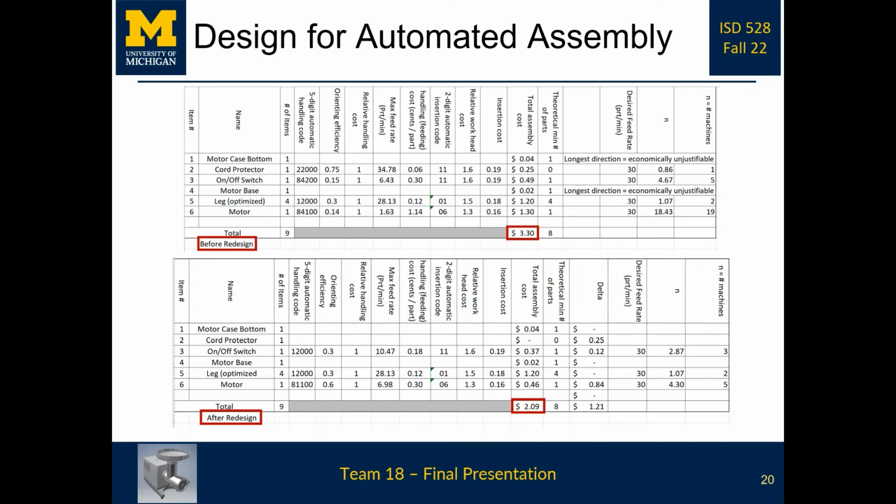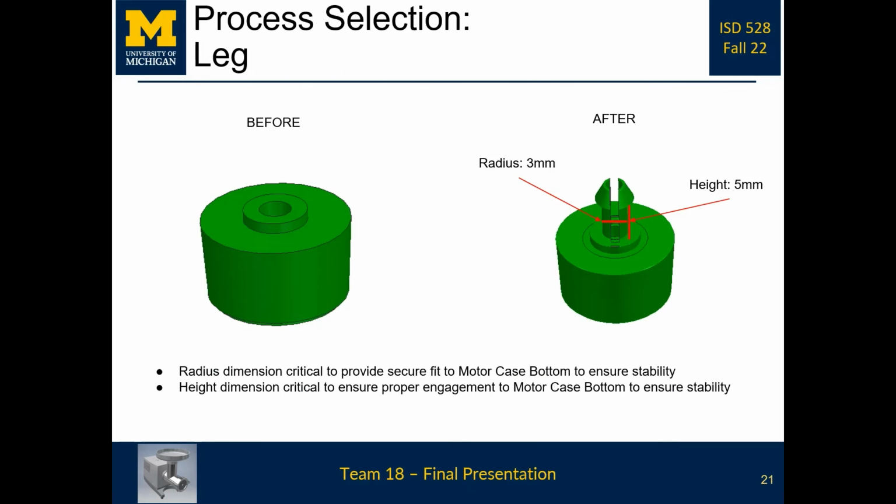Looking at the analysis, the before redesign total assembly cost resulted in $3.30. After redesign resulted in a total assembly cost of $2.09. From the primary product variant, we had redesigned two components for manual assembly. We chose those same two components to be redesigned for manufacturability.